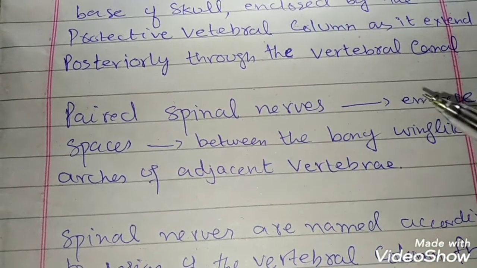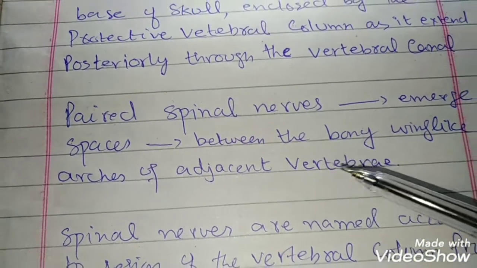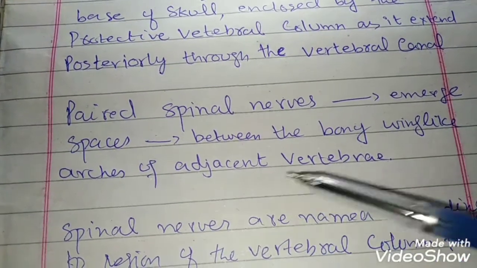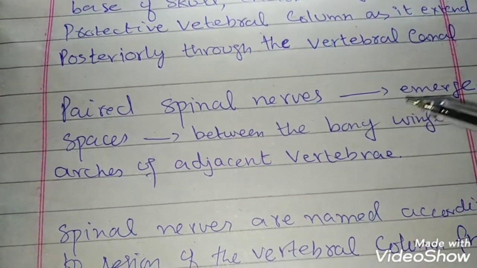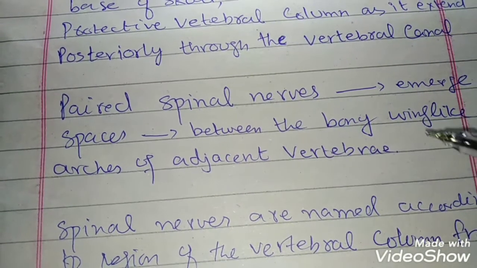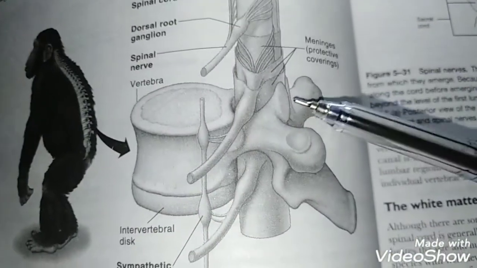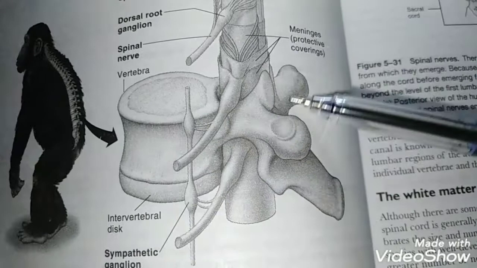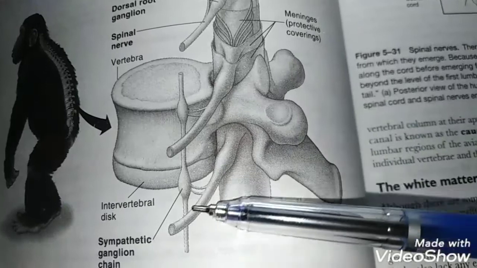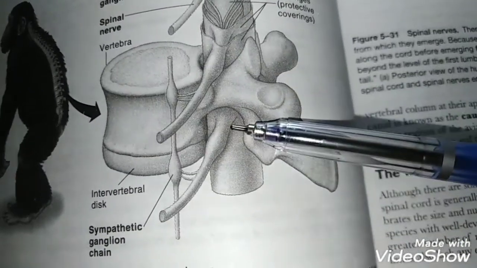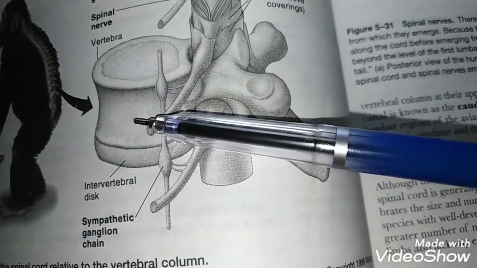Paired spinal nerves emerge from the spinal cord, from the spaces between the bony wing-like arches of adjacent vertebrae. These are wing-like arches, and the spinal nerves emerge from these wing-like arches between the vertebrae.